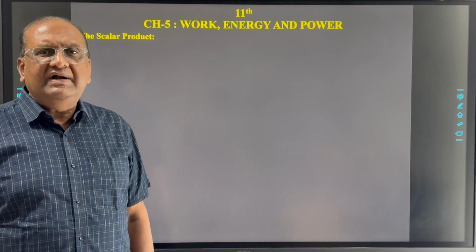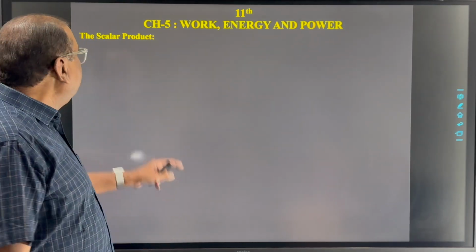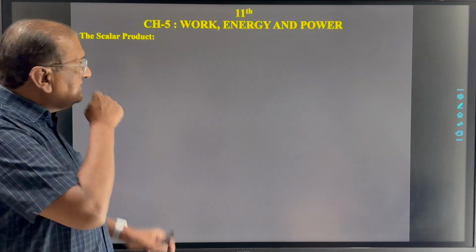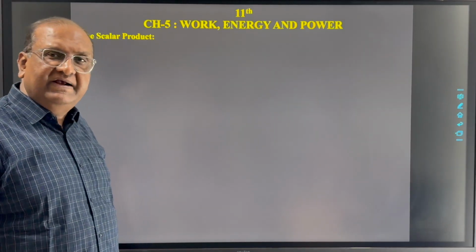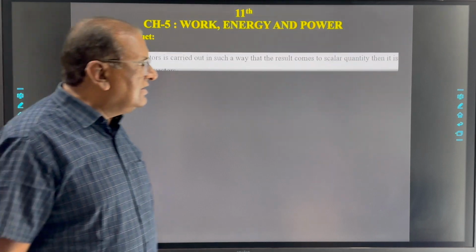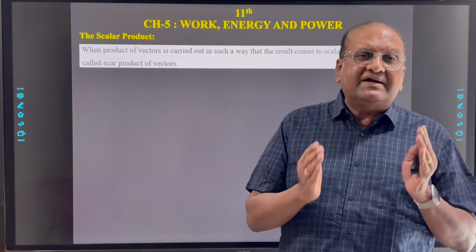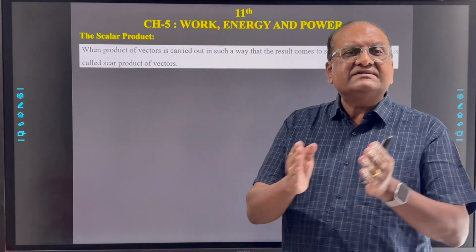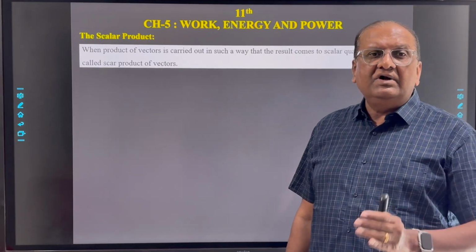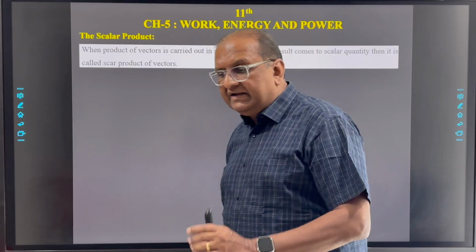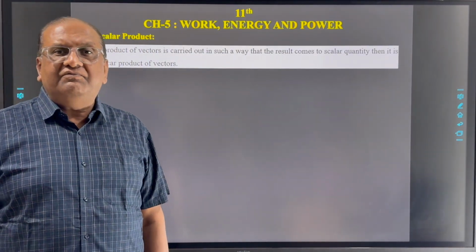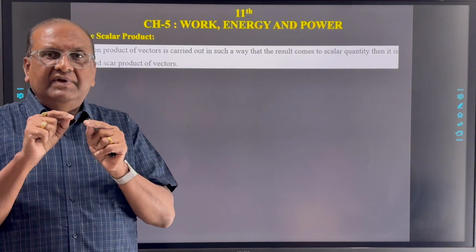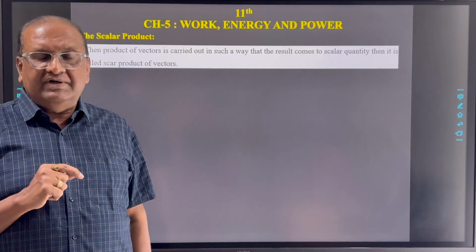There are two types of multiplication of vectors. One is the scalar product and the other is the vector product. Let's first discuss the scalar product of vectors. When the multiplication between vectors is carried out in such a way that the result is a scalar quantity, then it is called the scalar product of vectors. This scalar product is represented by the symbol of a dot between vectors, so it is also known as the dot product.